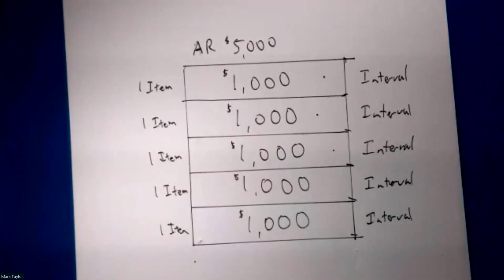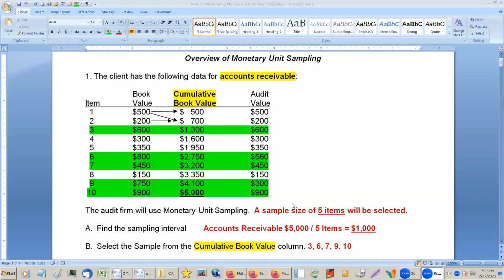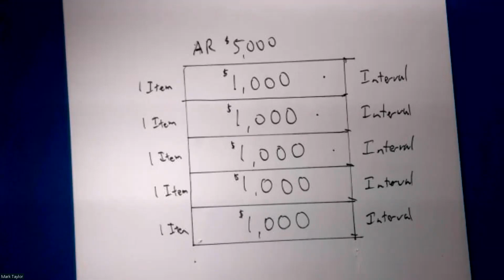Now, here's the great thing for this method when it comes to things like fraud. If the item is bigger than $1,000, it's guaranteed to be picked. So if someone's cooking the books, trying to make themselves look better, trying to make their sales higher, the more that they increase that, the more likely it's going to get picked. And at some point, if it goes higher than the interval, it's guaranteed to be picked.